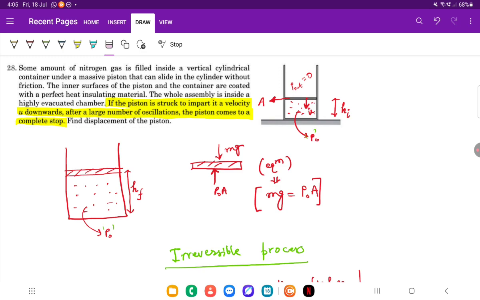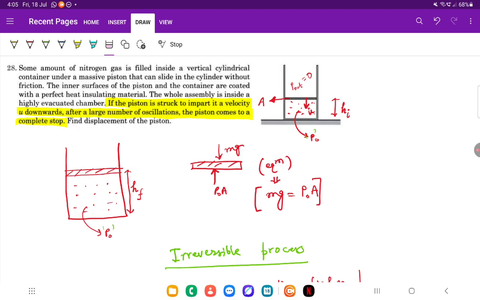If the piston is struck to impart it a velocity u downwards, after a large number of oscillations, the piston comes to a complete stop. Find the displacement of the piston. Okay. So the figure is also given. It's quite well understood, I guess.